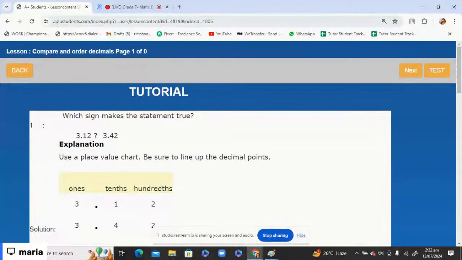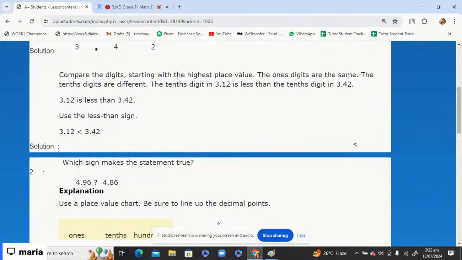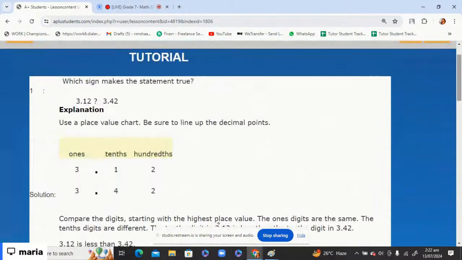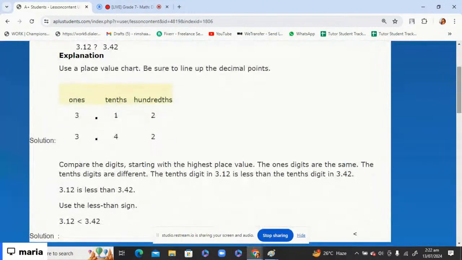So 3.12 and 3.42. First of all, we are going to use a place value chart. Be sure on the line of decimal points. When we compare these digits, starting with the highest place value, the ones digits are the same, like 3 and 3. Now when we see the tenth place, the first one is less and the second one is greater. So 3.12 is less in the tenth digit, because here it is 3.42, so 4 is greater as compared to the 1.